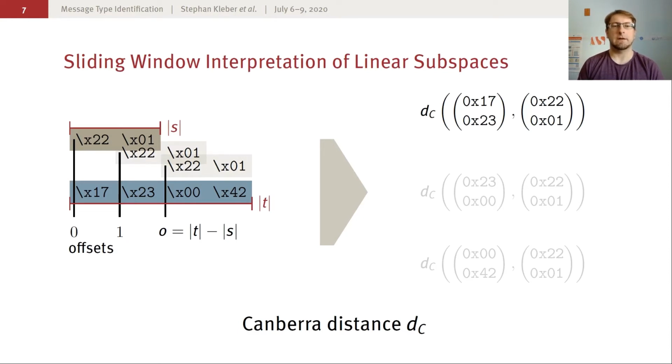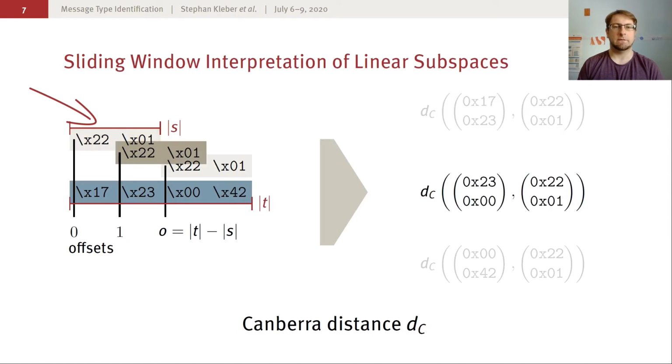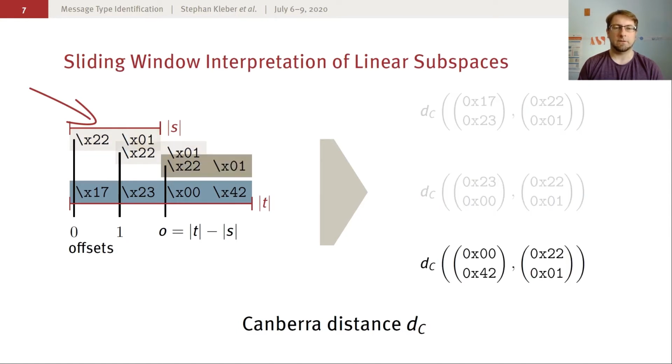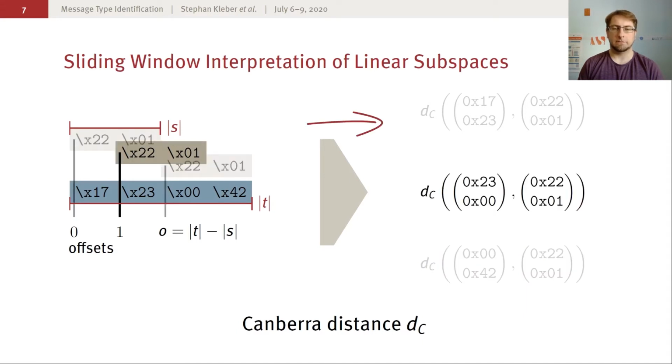We slide the shorter segment S over all possible offsets of the longer vector T and calculate the Canberra distance for each of them. In this example, the most similar overlay between S and T is for the offset of 1.